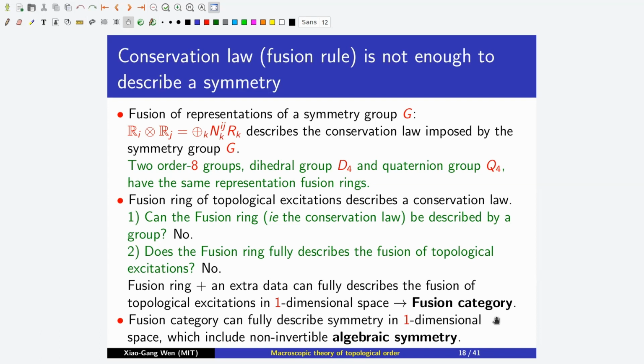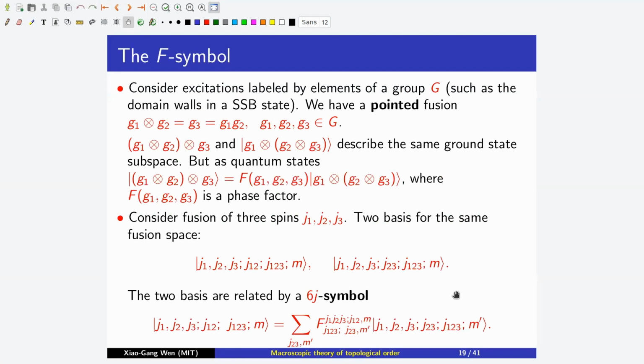This gives some excuse to study the fusion category. What is a fusion category? What actual data do we get? It's really simple. There are two examples I can give. One example is the so-called pointed fusion. We have two things, G1, G2, and when fused together, we get a single G3, there's no direct sum. If there's no direct sum for all the fusions, it's called a pointed fusion rule. It's very simple, and this pointed fusion is actually like a group. The pointed fusion is described by a group, like a group multiplication.